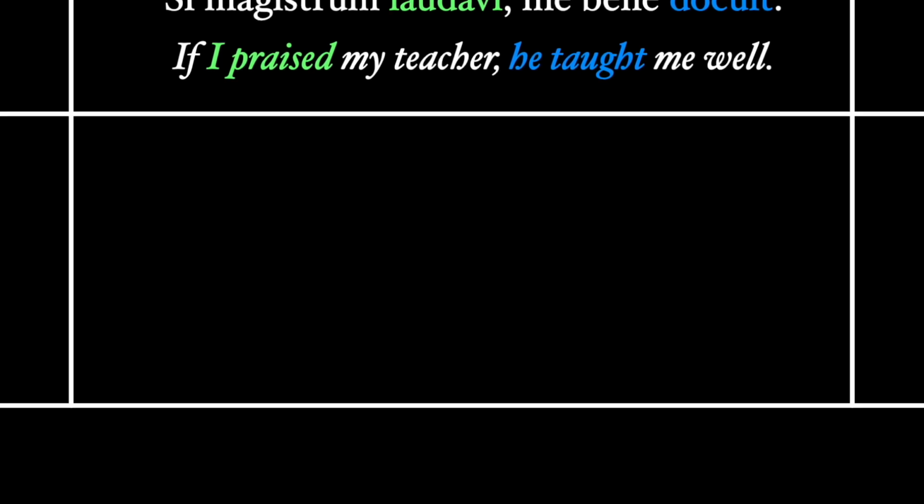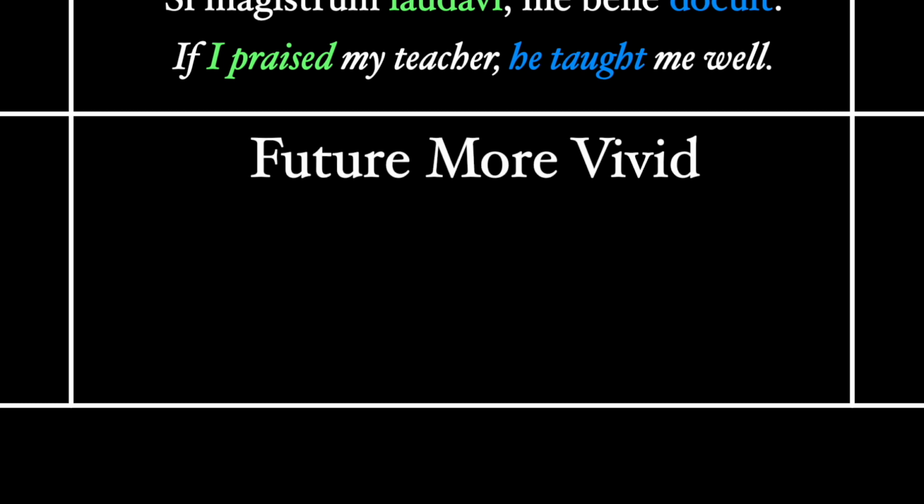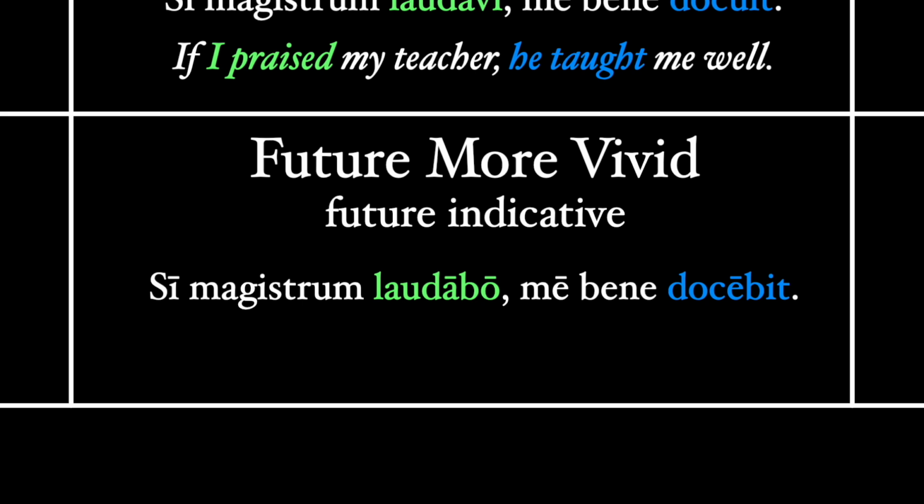Now, we don't have a future simple fact simply because there are no facts in the future, just things that are more likely or less likely to happen. So this next one is the future more vivid, and it uses the future indicative in both clauses. Si magistrum laudabo me bene docebit.